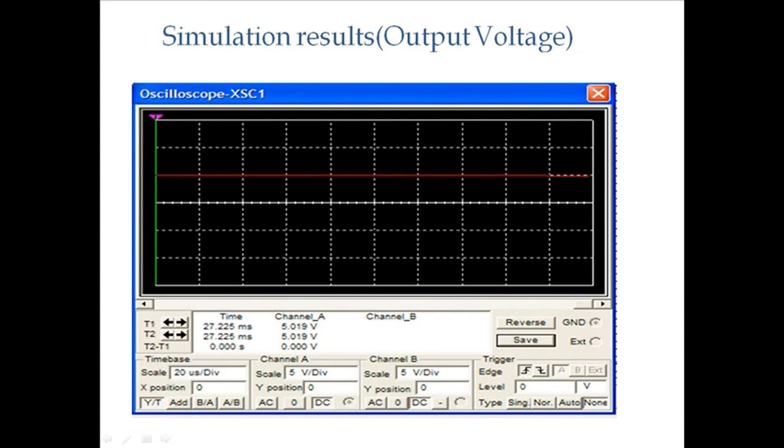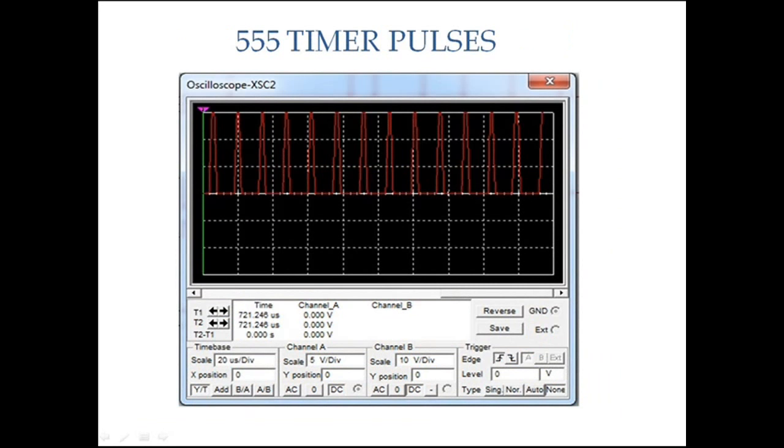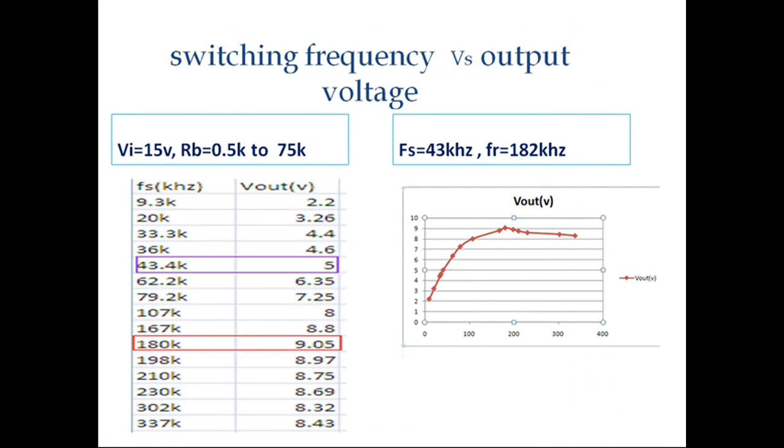Now we will have a look at the simulation results. In this, the output voltage which is obtained is 5 volt constant output per 15 volt input. This slide shows the gating pulses which are obtained from the 555 timer and provided to the gate of the MOSFET. This slide shows the results that are obtained from circuit in tabular as well as graphical form for switching frequency versus output voltage. It is theoretically verified and as well as practically verified from simulation circuit.